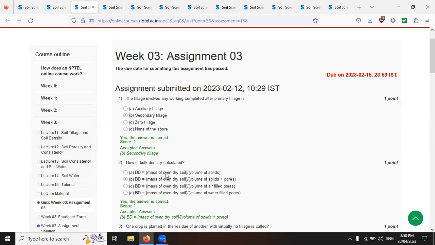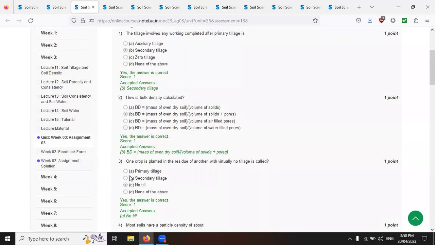How is bulk density calculated? Well, you put it in the oven and you got to dry it, but by doing it for the calculation, is BD equal the mass of oven dry soil divided by the volume of the solids, or the volume of solids plus the pores, or the volume of the air-filled pores, or is it divided by the volume of the water-filled pores? Well, its answer's B. B.